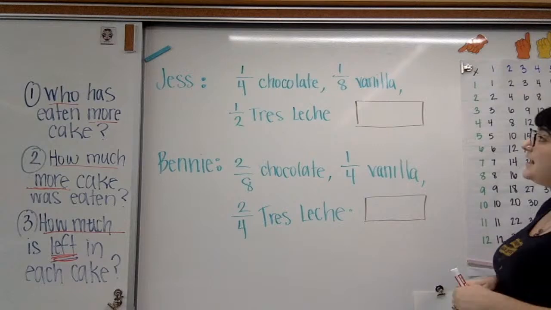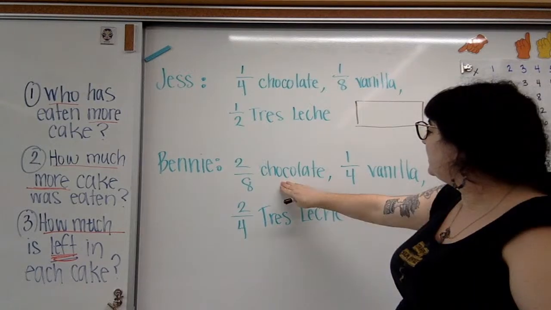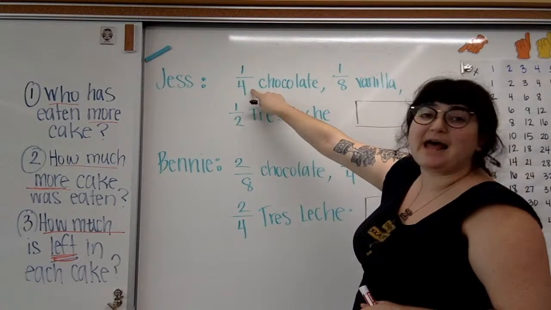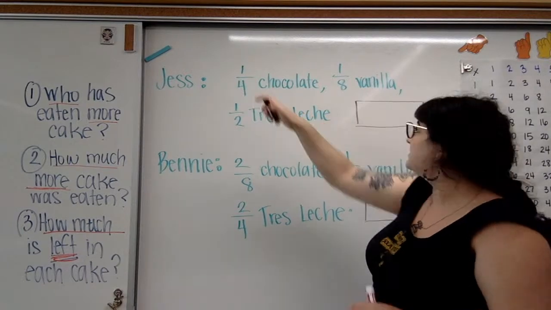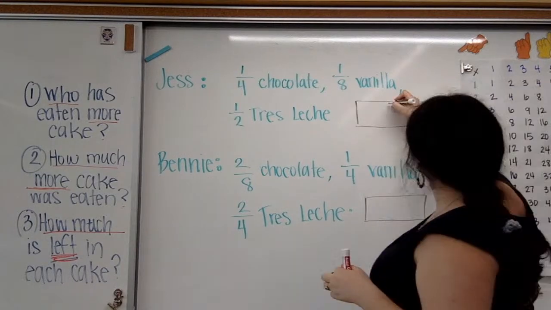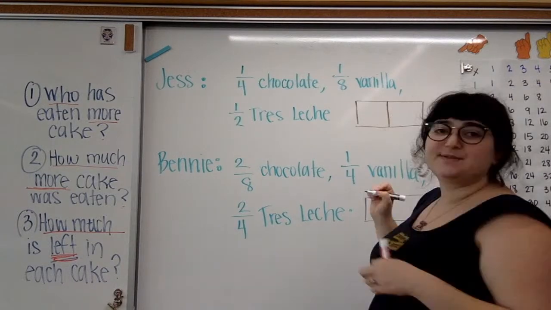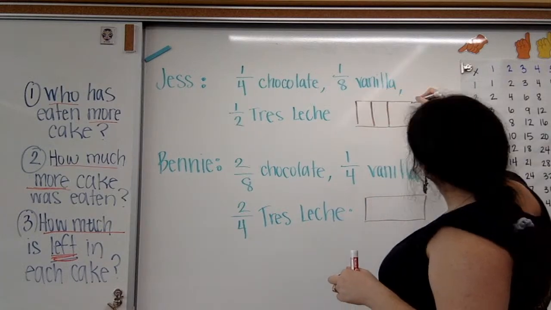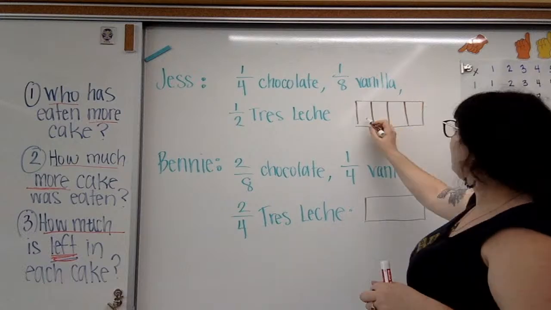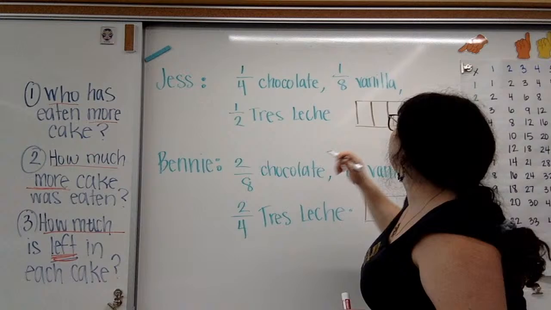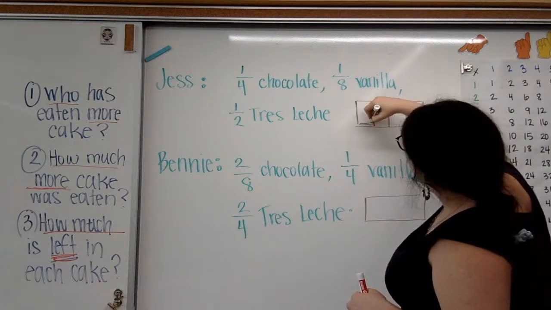Okay, now I'm going to look at these two chocolates. This one says 4, that it was split up into fourths. So I'm going to split mine up into fourths. I like to do my fourths by cutting it in half and then cutting each half in half. Right, and then we've got 1, 2, 3, 4. Now we have only 1/4 was eaten by Jess.